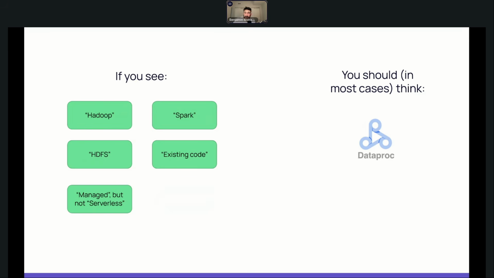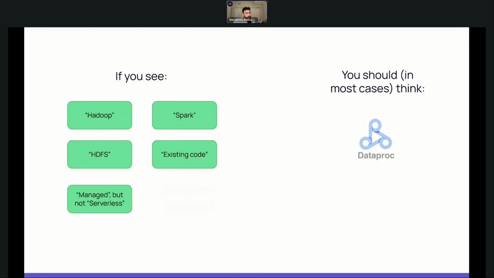if you see HDFS mentioned, which is the storage system that goes along with those jobs, usually that is hosted on Dataproc. A lot of times the use cases that mention Dataproc include existing workloads. So Google is encouraging people to use Dataflow if they're building from scratch, because Dataflow does both batch and streaming, and it's more of a managed service. It is more serverless than Dataproc is.